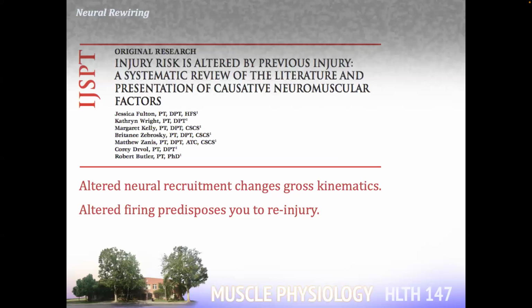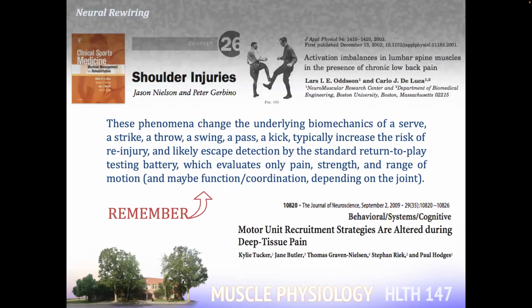Neuromuscular recruitment patterns change after injury because of pain, because of fear of pain, because of fear of re-injury. The kinetics that produce your kinematics undergo change. And those altered firing patterns often predispose athletes to a higher risk of re-injury, an elevated risk of experiencing an additional injury. Now, when we're clearing athletes to return to play following injury, nobody's testing for this.